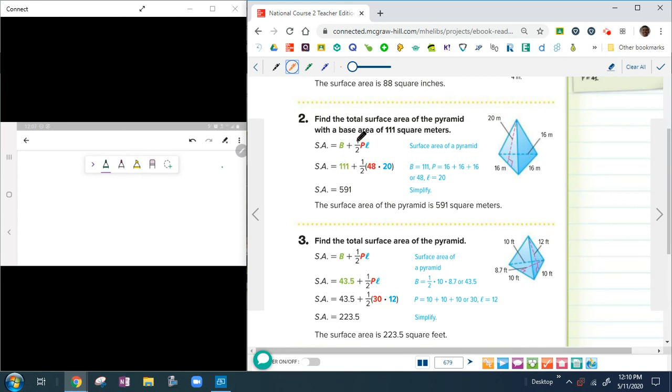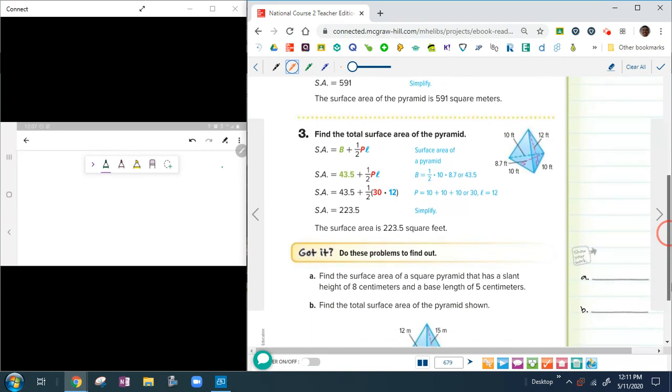And then we have to find the big P, which is the perimeter of the base. And so you know all three side lengths are 16. So the perimeter equals 16 plus 16 plus 16. All right. And then the slant height we know is the height of the lateral surface here, this triangle. So that would be 20. So we plug all those in, calculate, and get that answer. All right. Now we have one last example before our got it's.